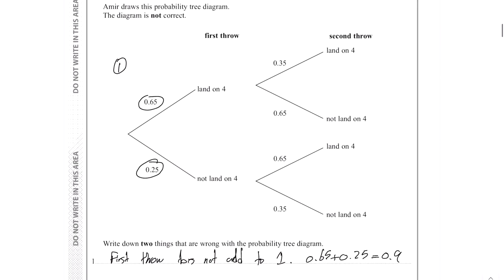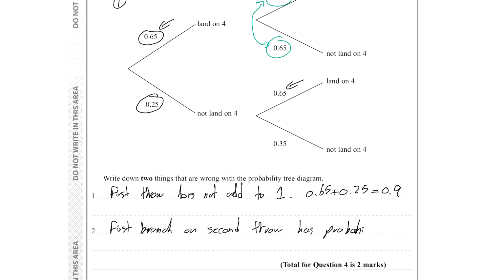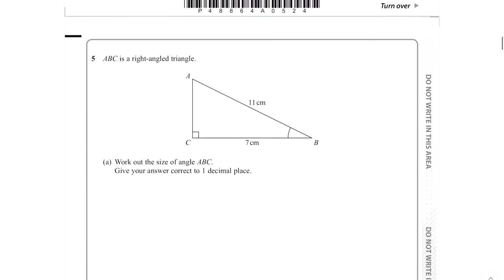And then the other problem we can see is the probability of landing on a 4 is 0.65, which is there and there, but then here it's the wrong way around. So this and this have been written the wrong way around. So the way we can write this is the first branch on the second throw has the probabilities reversed. It's a little bit hard to write on here. So there we go, that's that one done.